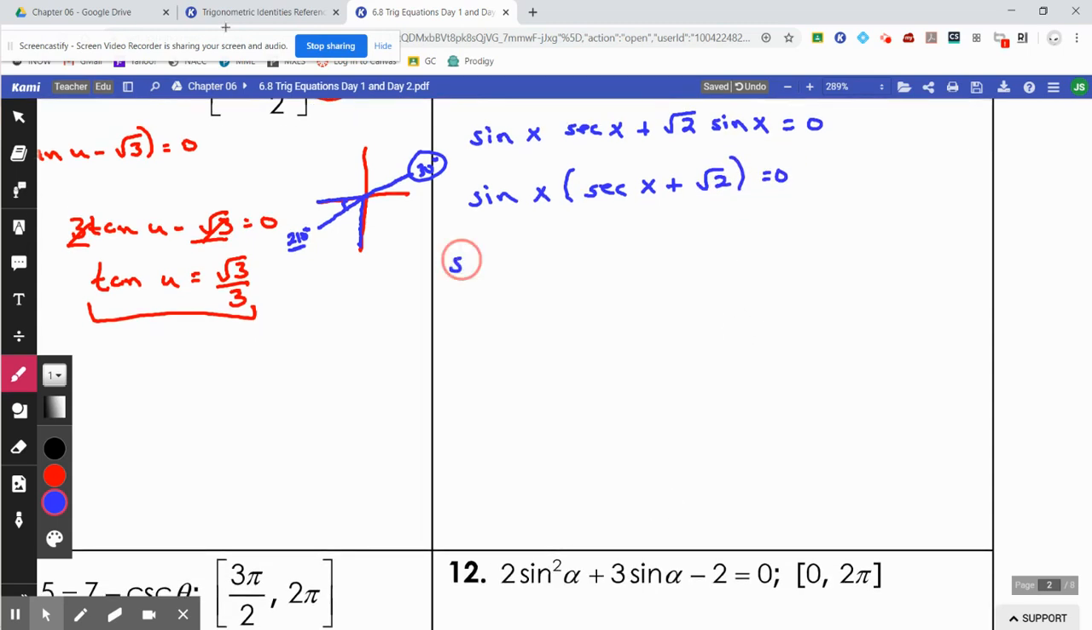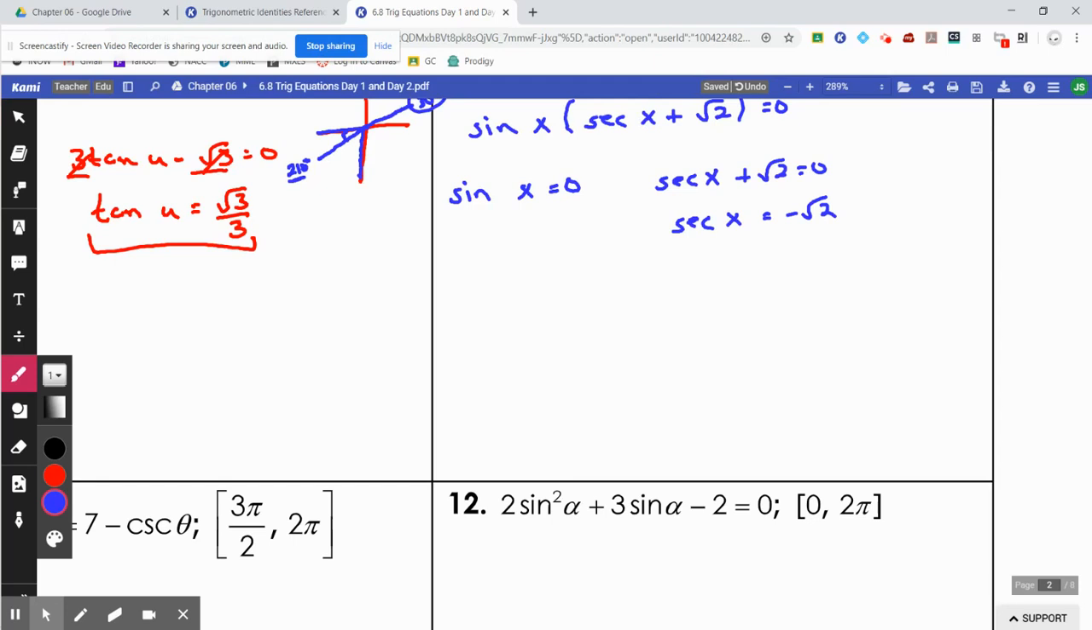Let's set each factor equal to 0. So sine x equals 0, or the secant of x plus root 2 is equal to 0. Move that root 2 over to isolate your trig function, and you get secant of x is negative root 2. However, again, you're not as comfortable with secant, cosecant, and cotangent as you are with sine, cosine, and tangent. So let's change our secant x to a cosine of x by finding the reciprocal. So 1 over root 2, or let's rationalize that. That'll be root 2 over 2 when you do.